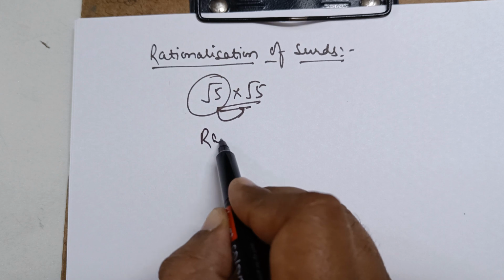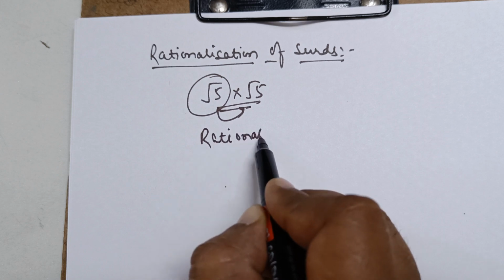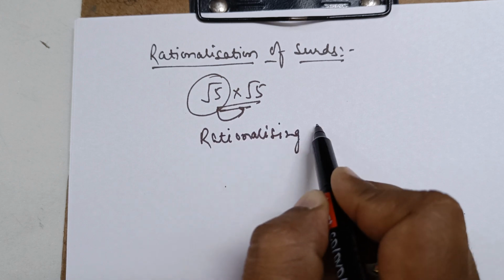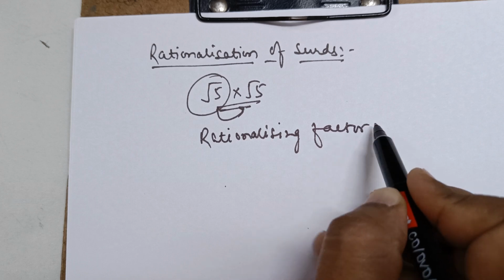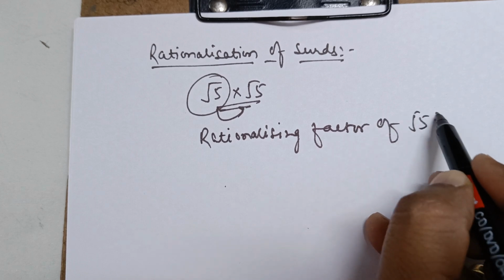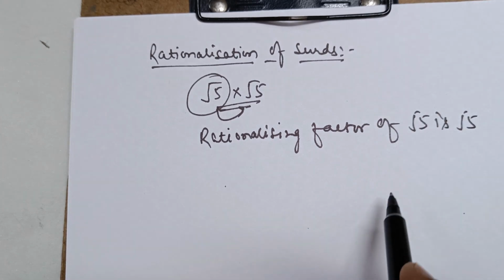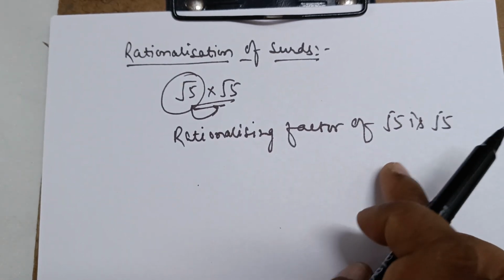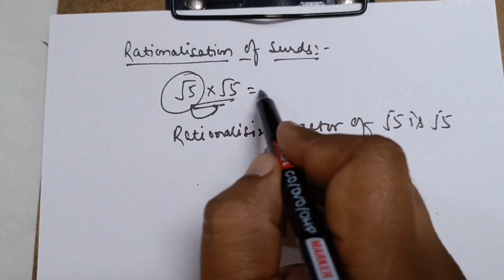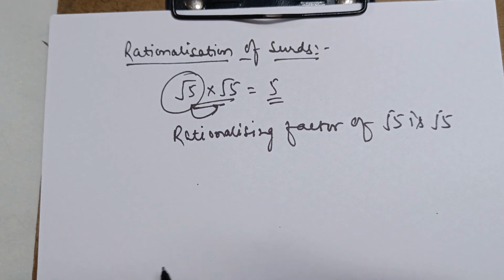So the rationalizing factor of square root 5 is square root 5, because if we multiply square root 5 by square root 5 we are getting 5, which is a rational number.